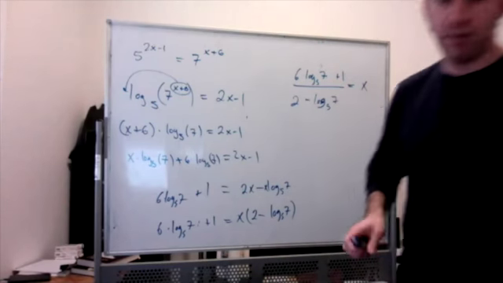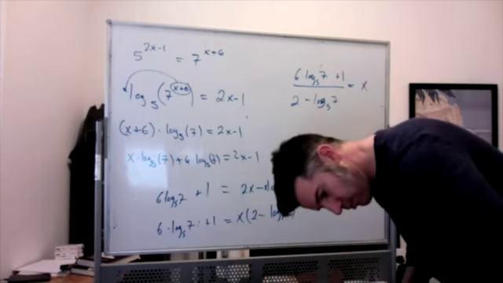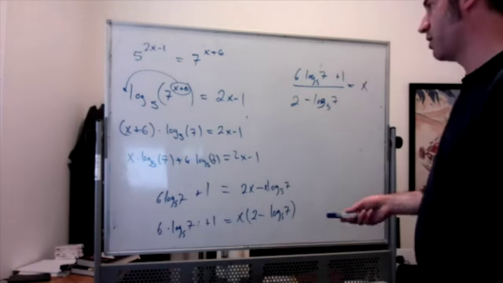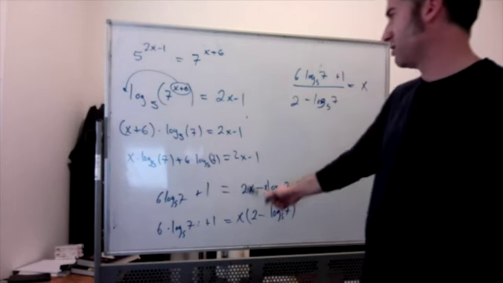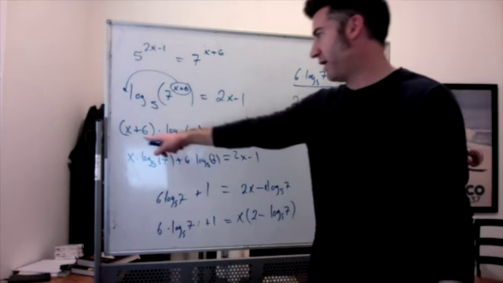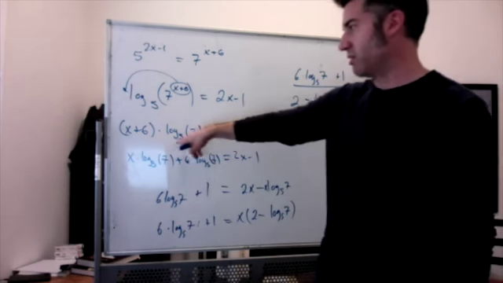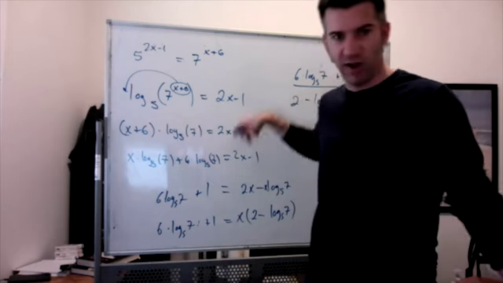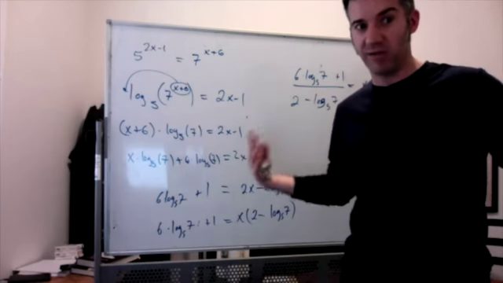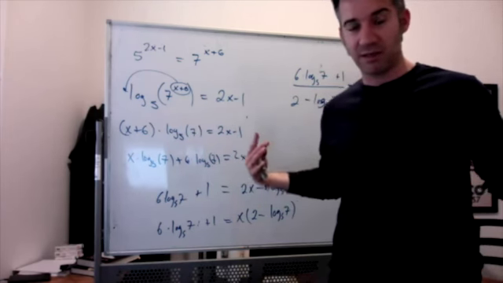But the thing I want to point out here is at this point, you can't just say x plus 6 equals 2x minus 1 divided by that and then subtract 6, because you've got x's in your answer for x. So if you're solving for x, there can't be x's in your answer.